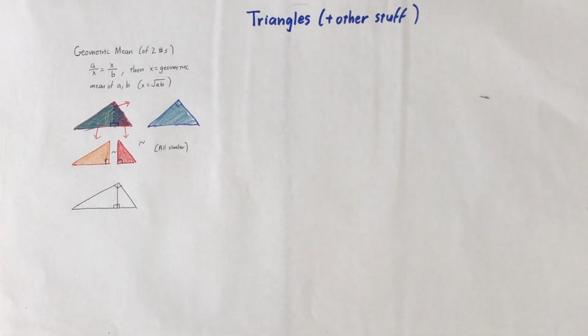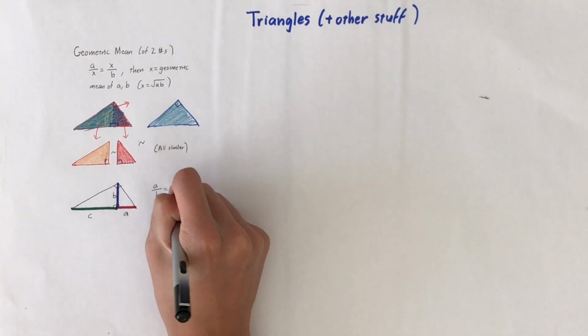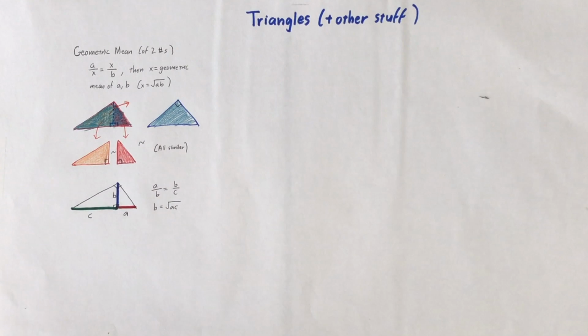If you draw on the altitude, then you get one segment of the hypotenuse A, the altitude B, and the other segment of the hypotenuse C. You'll notice that A is the shorter leg of one of the right triangles, and C is the longer leg of the other right triangle. So A over B is equal to B over C, because of similar right triangles. So the altitude is the geometric mean of these two segments of the hypotenuse.